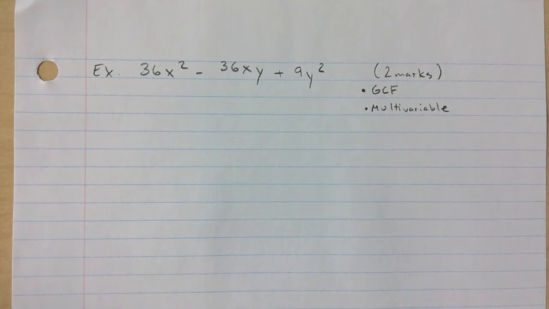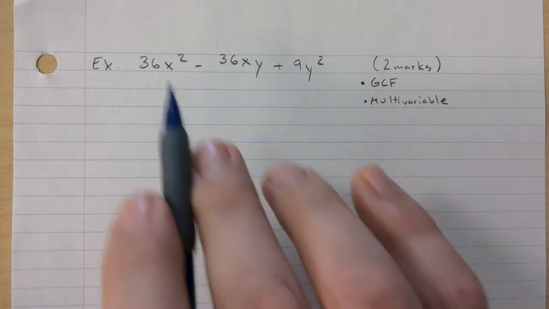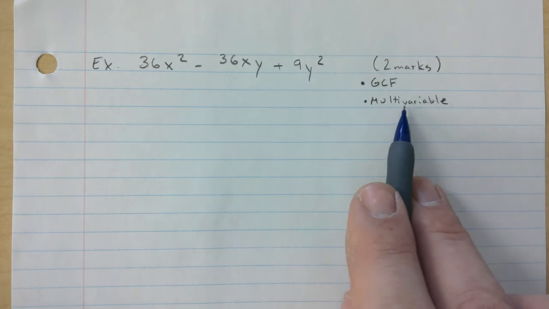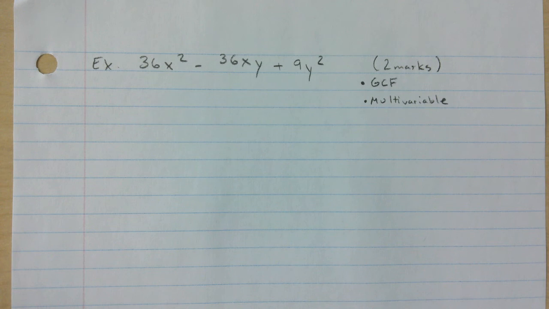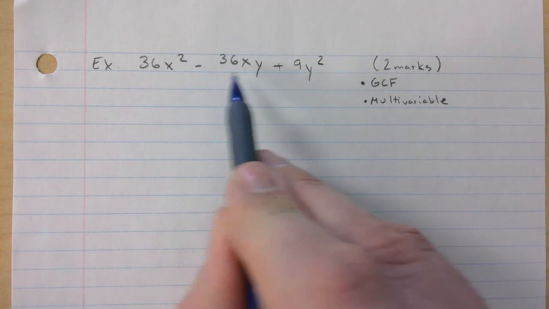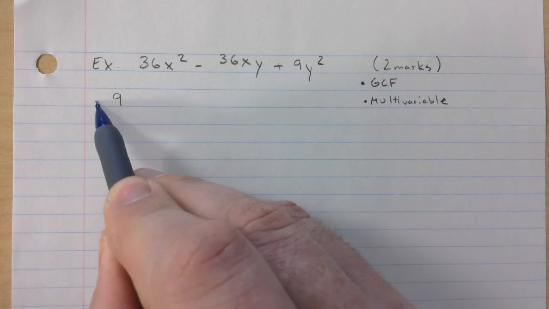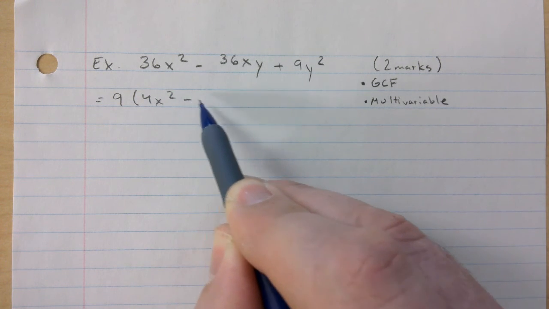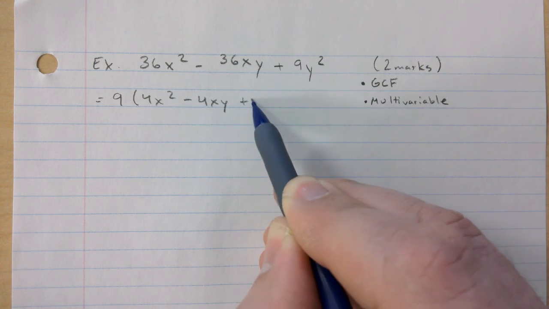So a couple things to watch out for. Remember, I just talked about that earlier. You could have a PST that has multivariable again. So all the cases we've done could have multivariable. So let's take out a GCF. I can take out a 9, so that's equal to 9 times 4x squared minus 4xy plus y squared.